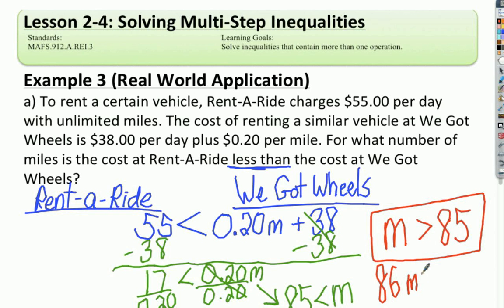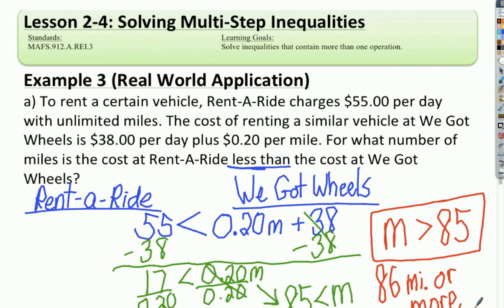86 miles or more is the same thing as this, but this is much more human. This makes more sense to us as humans. 86 miles or more, okay, I get that. I would have to drive for 86 miles or more, and I will save money by renting from Rent-A-Ride.